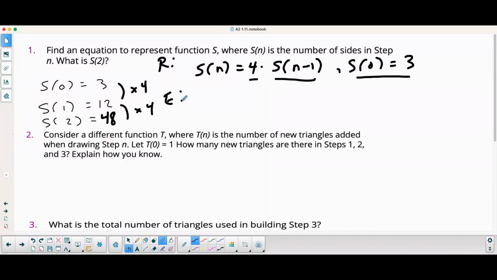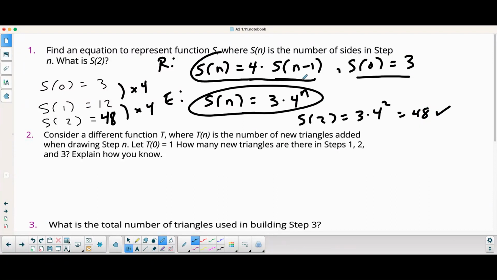I wanted my explicit formula. Let's see here, I start with 3, and then it's times 4 to the n. Now I can use 4 to the n, I don't need n minus 1 because I start with the 0 term. And then if you want to check it, you can just plug in, what is s of 2? Well, it'd be 3 times 4 squared, which would be 3 times 16 would be 48, so that would check out, okay? So these would be my 2 equations.